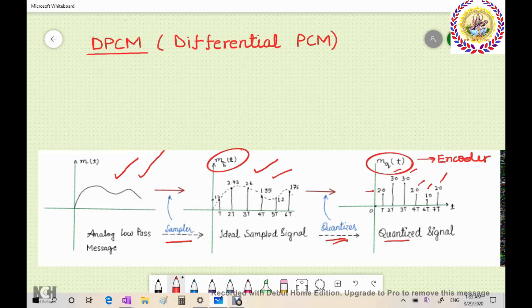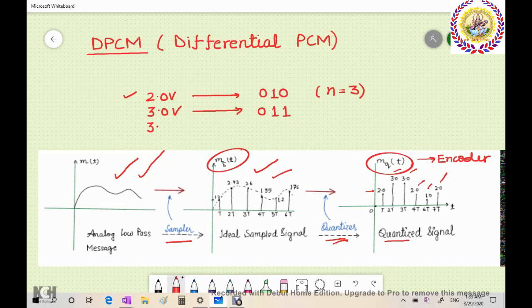Now, after encoding, for example, the 2 volt value is equivalent to 0, 1, 0, assuming that a 3 bit quantizer is used. Again, in PCM, 3 volt is the next quantized value, and it will be converted by the encoder into 0, 1, 1. And again after that, 3 is transmitted, and the equivalent of 3 will be 0, 1, 1 again.